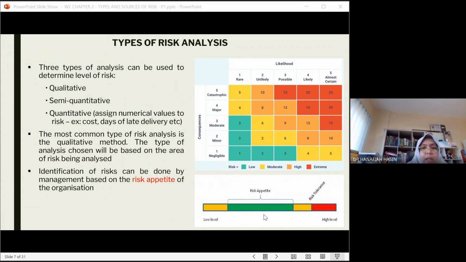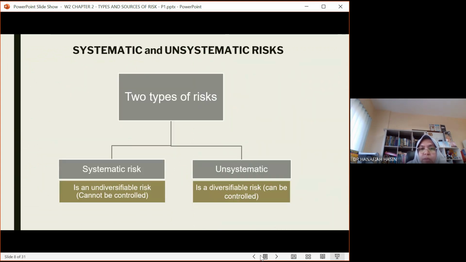And if you look at the risk appetite there, what is the risk appetite? It actually refers to the amount and the types of risks that an organization is willing to accept. We have what we call low level and high level, and the risk tolerance. This is the amount that the company is willing to take. That is what we call risk appetite. And these are two types of business risks.